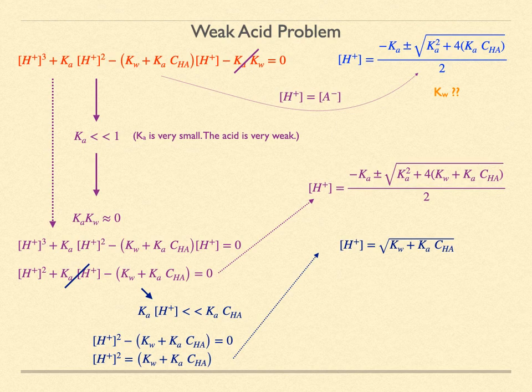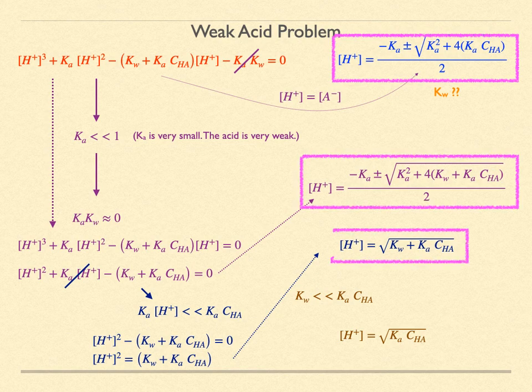We have one final approximation to make. If we feel that the formal acid concentration is high enough that Kw is small compared to Ka CHA, we obtain the simplest estimation of H plus concentration, just the square root of the product of the dissociation constant and the formal concentration. We now have two approximations using the quadratic formula and a further two approximations using just square root. We have four approximations to our cubic solution to the monoprotic acid or base equilibrium problem.